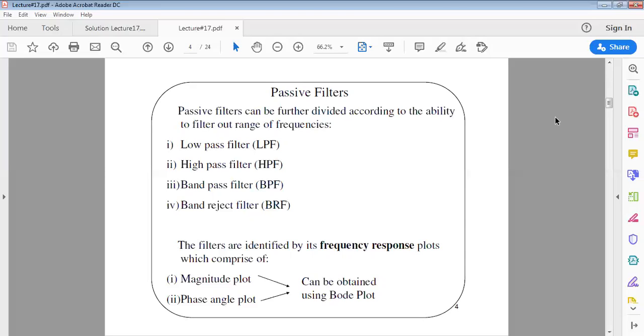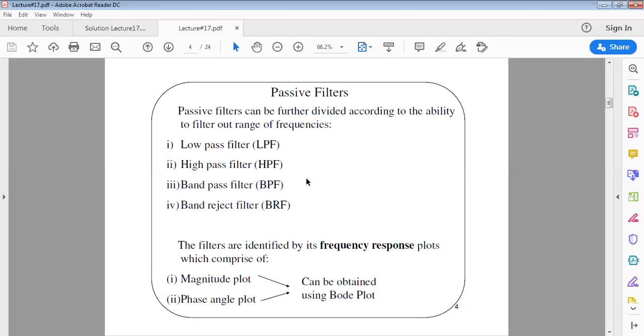In our case, we are going to cover only the low pass filter and the high pass filter because these filters are the first order type. We can find the first order type in low pass and high pass filters. The band pass filters and band reject filters, the minimum order that they can have is a second order.